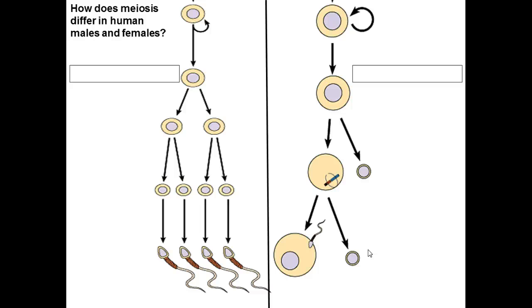So how does meiosis differ in human males and females? Gamete formation in males is called spermatogenesis. Here you form 4 sperms that are genetically haploid, meaning they have half the number of the germ cell. The germ cell will start off at 46 chromosomes, and these haploid cells each will contain 23 chromosomes, and each genetically unique. In females, it's called oogenesis.